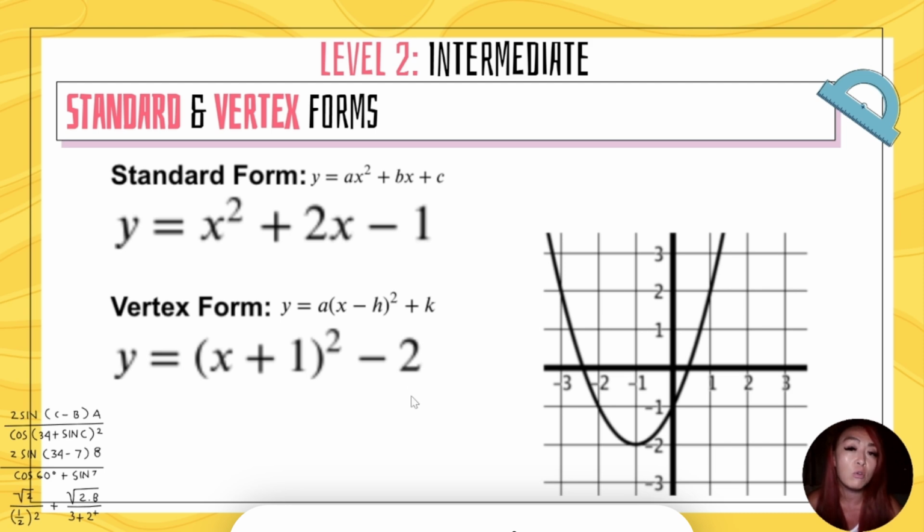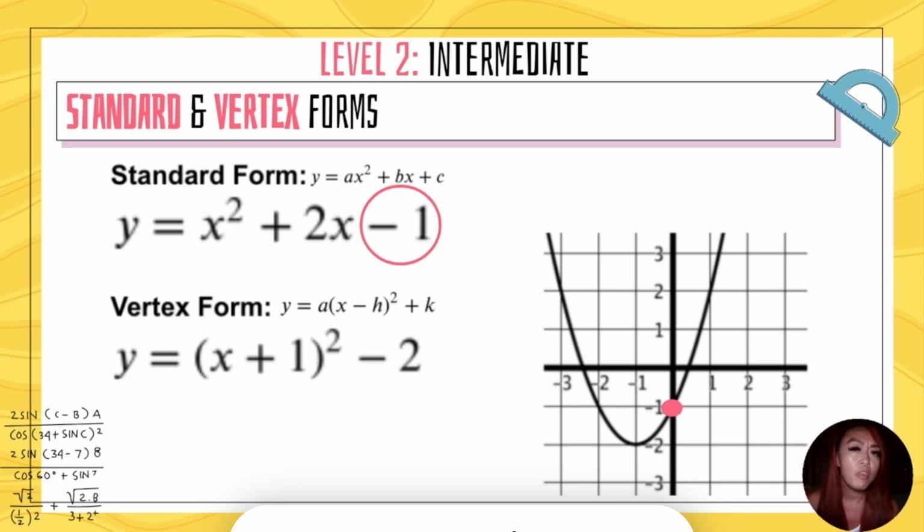So what does the standard form tell us? Well, the standard form gives us the y-intercept. We can look at the value of c, which is negative 1 here, and that is going to be the y-intercept of the graph. So if you're needing to find the y-intercept or the initial value, being in standard form is helpful. Well, what does the vertex form tell us about the graph?